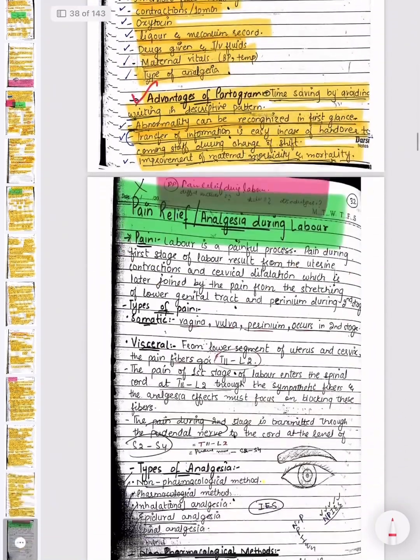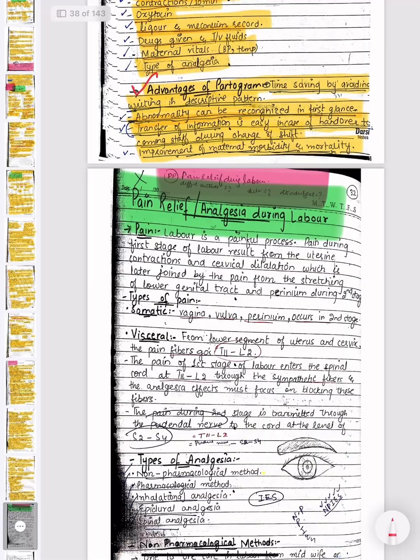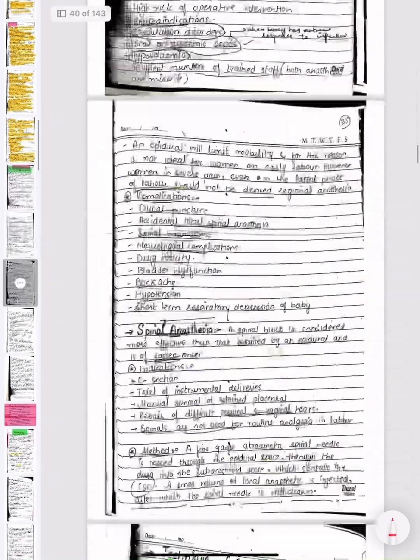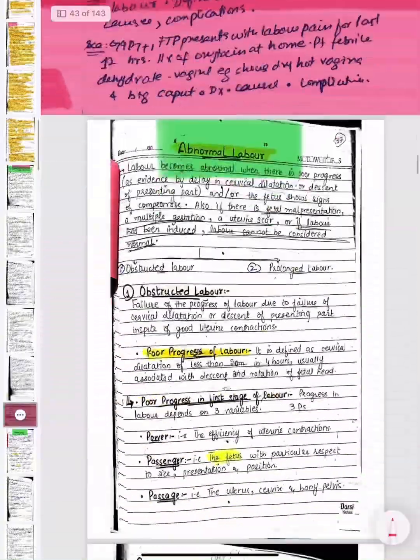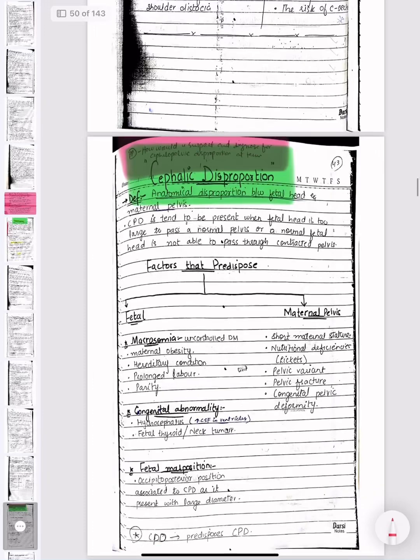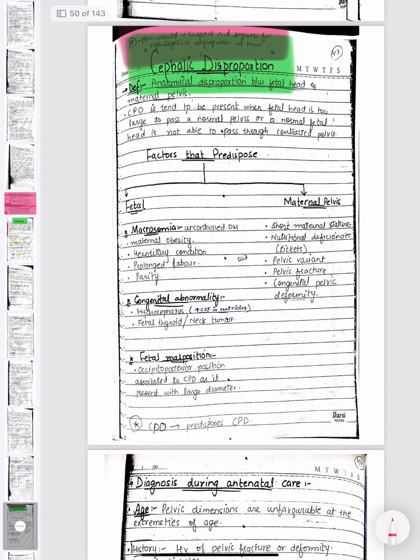In the next session, we will discuss the pain relief or analgesia which is given during labor, and what the types of analgesia are. And then we will discuss abnormal labor, and then we will discuss cephalopelvic disproportion in another section.